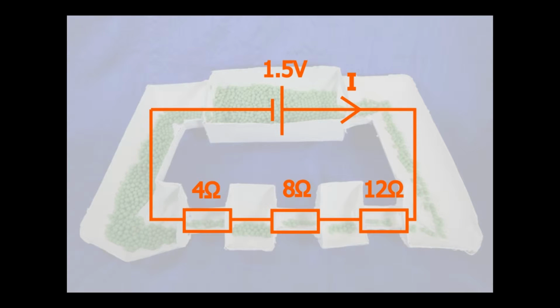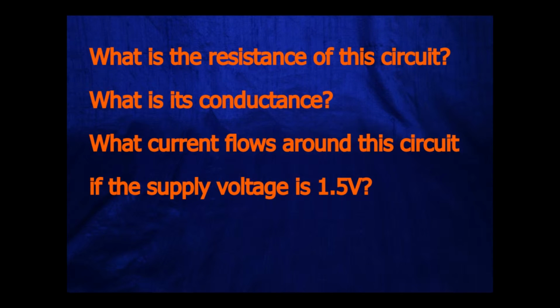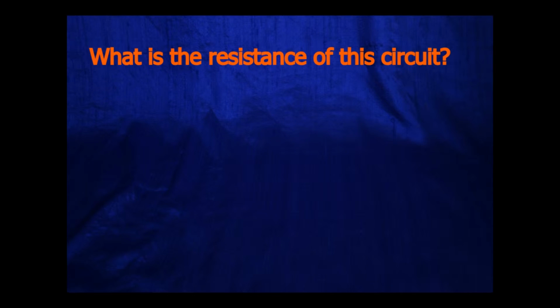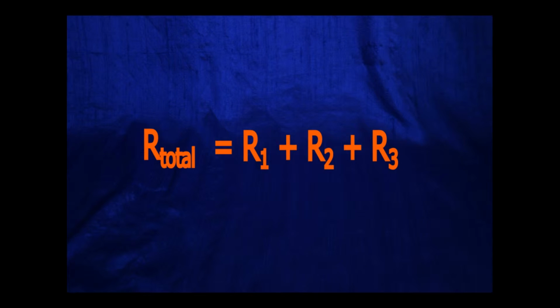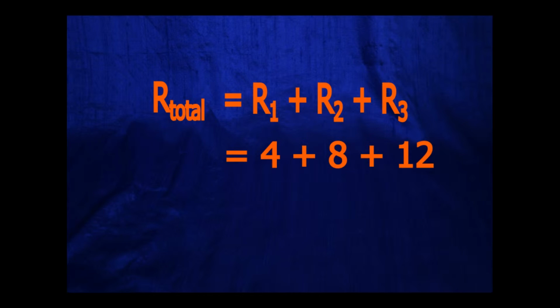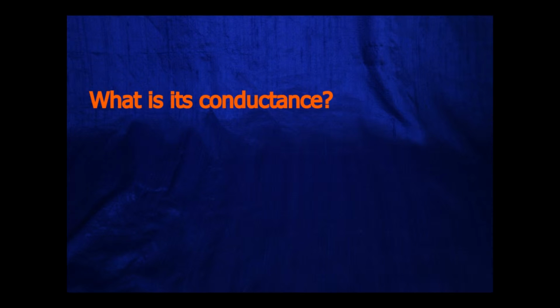Example question. Here is a circuit with 4, 8 and 12 ohm resistors in series. What is the resistance of this circuit? What is its conductance? What current flows around this circuit if the supply voltage is 1.5 volts? First part, what is the resistance of this circuit? We use the equation here, R total equals R1 plus R2 plus R3, and that gives us 4 plus 8 plus 12, and the total resistance here is 24 ohms.